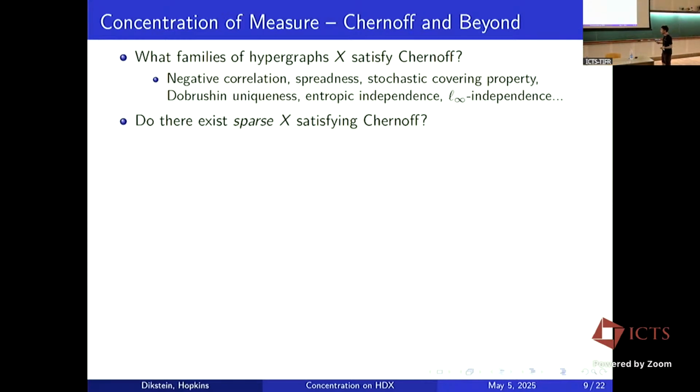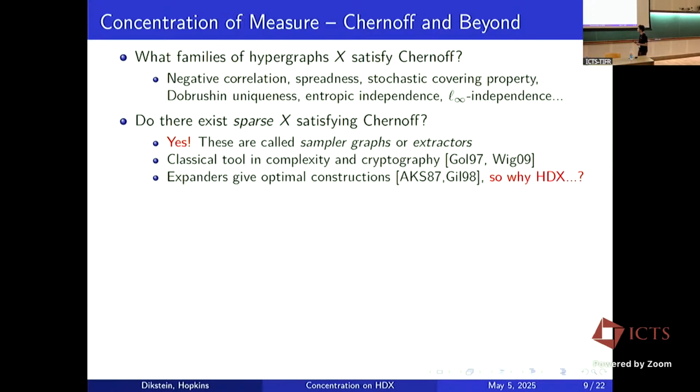The complete complex has n to the k hyperedges. Can we build a complex that only has a linear number of hyperedges, but nevertheless satisfies Chernoff? Is there somebody not in the school who wants to take a stab at what the answer is? So these are called sampler graphs or seeded extractors.